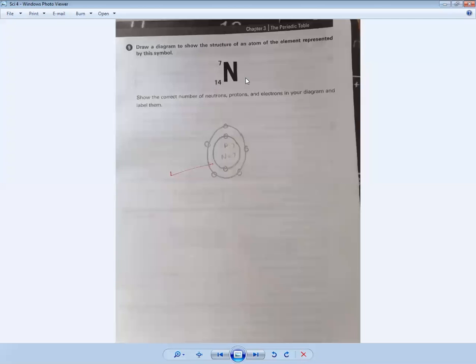So despite nitrogen, if any other element is given to you to draw the structure, this should be very easy for you, because atomic number and mass number should be given to you. So when you follow the instructions and keep in mind all the rules about the structure of an atom, you can draw the structure of any element in the periodic table. This should be very easy for you.